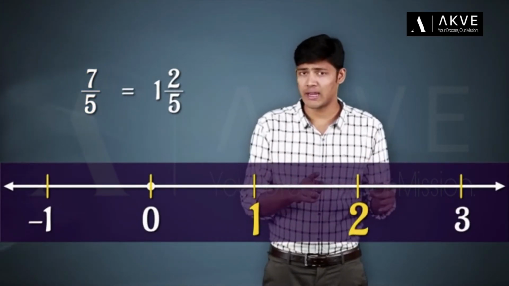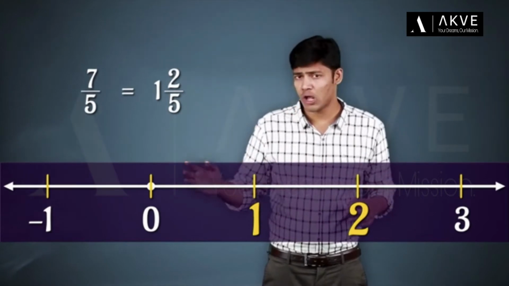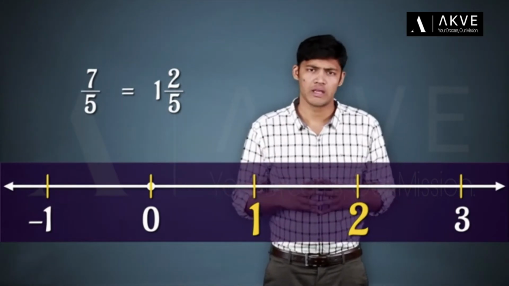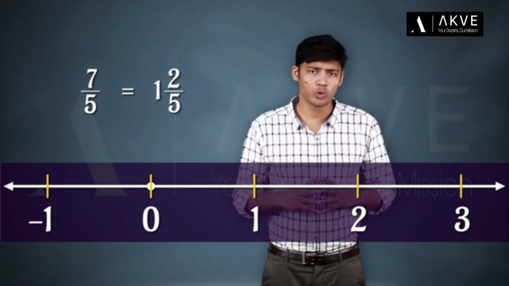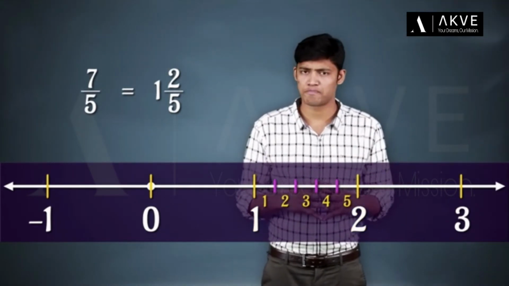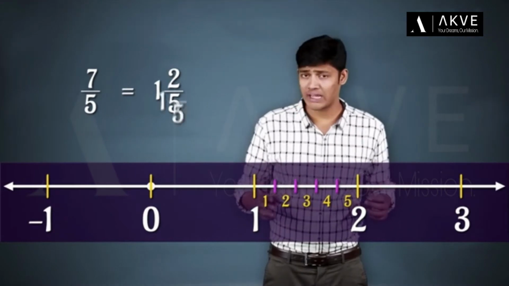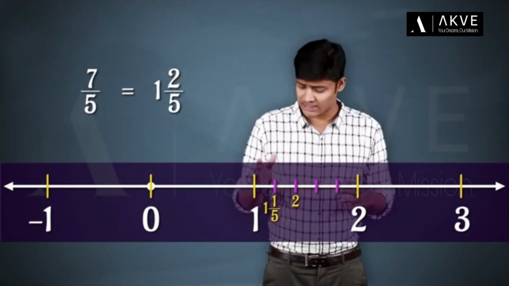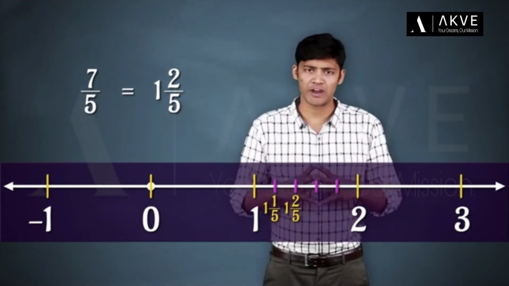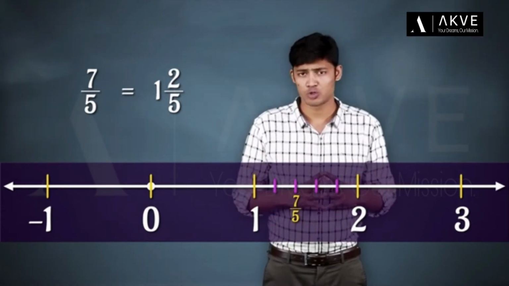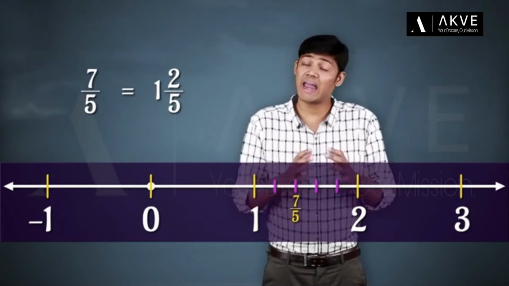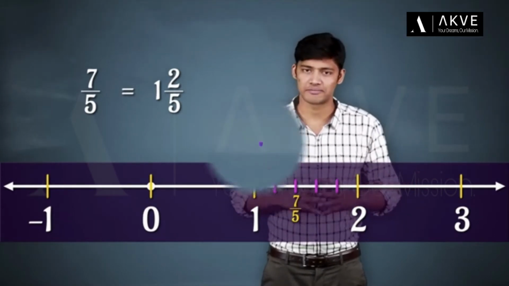So on the number line, instead of starting from 0, we will start from 1. That is, we will divide the line segment between 1 and 2 into 5 equal parts. Now, this point is 1 plus 1 by 5 and this point is 1 plus 2 by 5, which is our required point 7 by 5. So this is how we will represent any rational number on the number line.